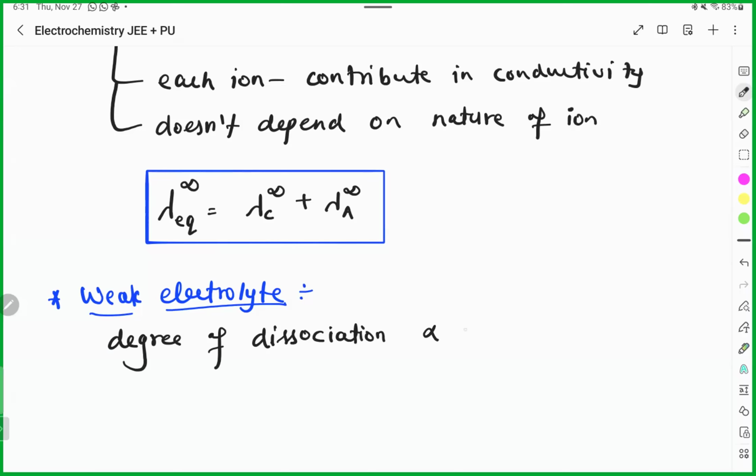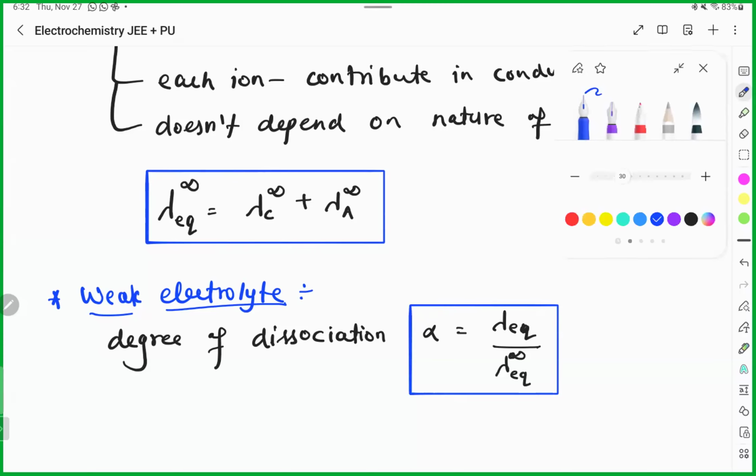So what is the alpha value? Current equivalent conductivity divided by maximum equivalent conductivity. For example, if the maximum value is 100 and the current value is 80, can you say simply 80% breakdown is there and still 20% are in unionized form? Make sense? Based on the data we can compare, yes. So at infinite dilution, we'll have 100% dissociation.